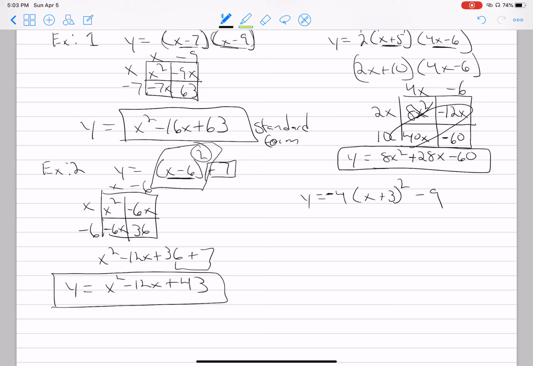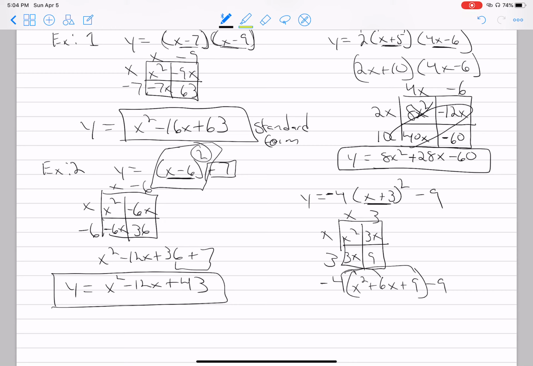And last one says y equals negative 4 times x plus 3 squared minus 9. Same thing, let me follow the order. Parentheses, nothing to do inside parentheses. Exponents, yes. This means x plus 3 times x plus 3, x squared, 3x, 3x, 9. So this becomes x squared plus 6x plus 9 minus 9. This was in parentheses. This was multiplied by negative 4.